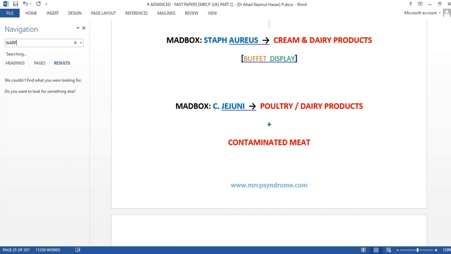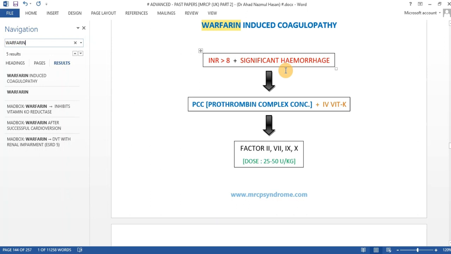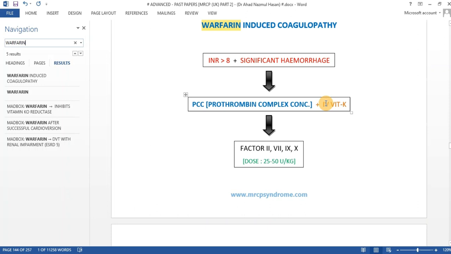Yes, very good. We should go with the PCC. So in case of warfarin-induced coagulopathy, especially if the INR is greater than 8 or if there is significant hemorrhage, then we should go with the prothrombin complex concentrate containing factor 2, 7, 9, and 10. And those should be 25 to 50 units per kg. And IV vitamin K may be given as an adjunctive therapy.